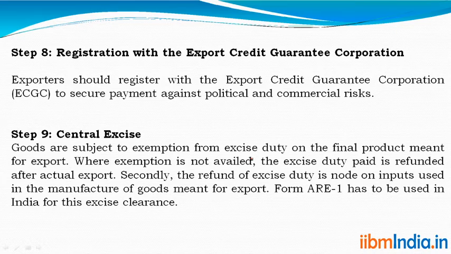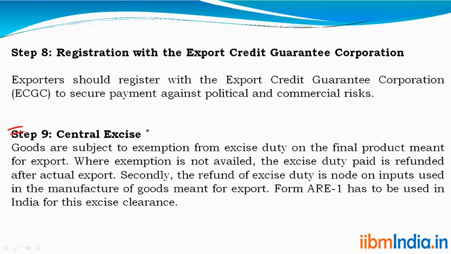There is a commercial risk also: a high inflation rate, currency fluctuations, taxes. There can be numerous commercial risks, or in other words, non-payment of dues. So exporters should register with the Export Credit Guarantee Corporation to secure payment against political and commercial risk. While getting registered with the Export Credit Guarantee Corporation, there will at least be a minimization of the risk.